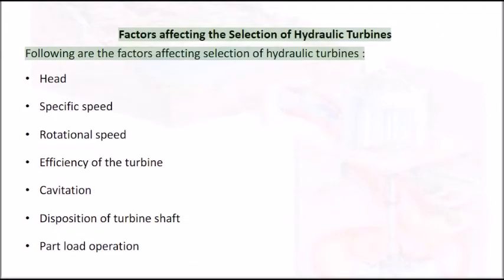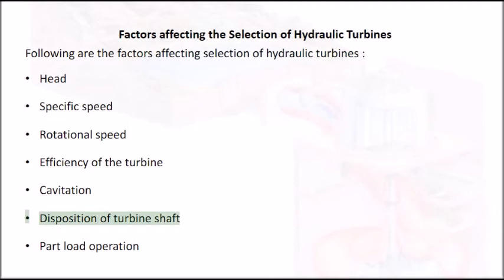Factors affecting the selection of hydraulic turbines. Following are the factors affecting selection of hydraulic turbines: head, specific speed, rotational speed, efficiency of the turbine, cavitation, disposition of turbine shaft, part load operation.